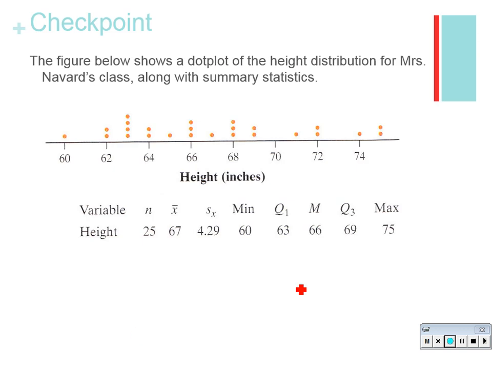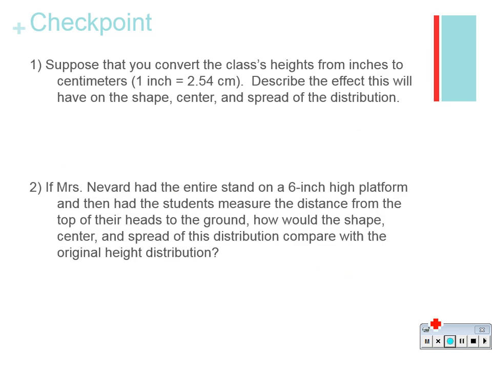So take a moment and take a look at this checkpoint question here. The question says, the figure below shows a dot plot of the height distribution for Mrs. Navarre's class along with summary statistics. So it gives you the dot plot here, and then it gives you these values at the bottom. Just remember, N is the number of data values, X bar is the mean, SX is the sample standard deviation, and then here you have the 5-number summary. So why don't you take a moment and see what you can do with these following checkpoint questions on your own.